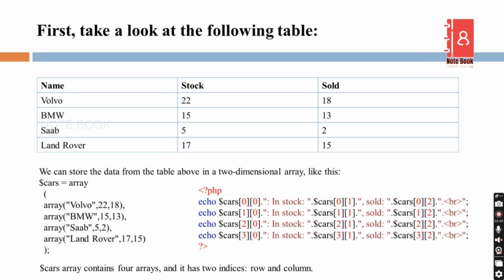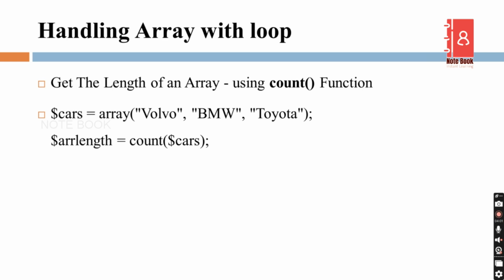The script will be like this, given on the right hand side: echo $cars[0][0], that is in stock, $cars[0][1], sold, $cars[0][2]. Likewise, you have to give all the array positions, which contain all the 4 arrays. So it has 2 indices, rows and columns. This is what it looks like.